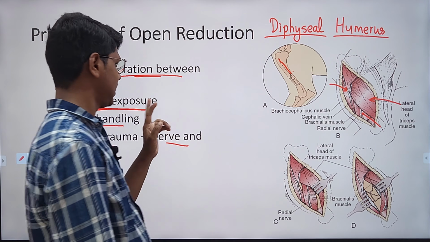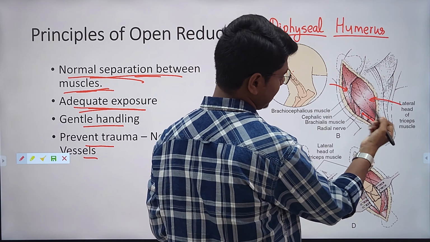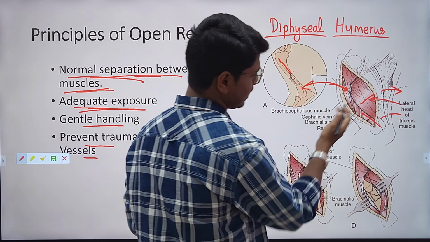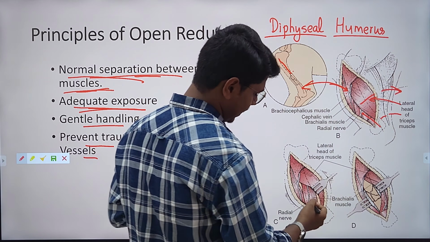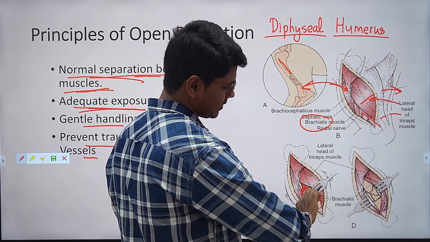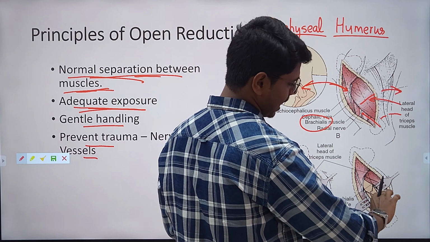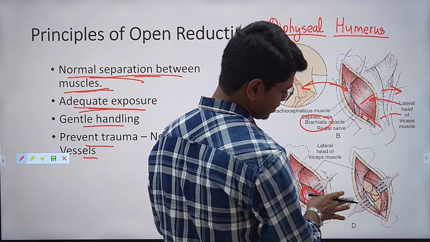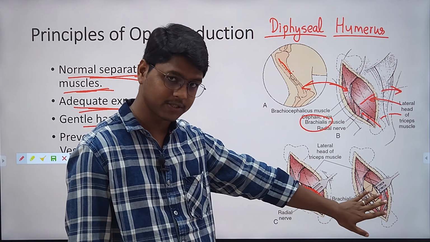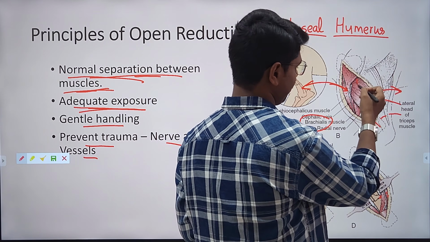Let us understand the first point, normal separation between the muscles. Basically, you have to reflect the triceps muscle caudally and the brachiocephalicus cranially. When you separate these two, you will find the smaller muscle, the brachialis muscle. Now reflect the brachialis muscle caudally and the brachiocephalicus cranially. When we reflect the triceps and the brachialis muscle caudally and the brachiocephalicus cranially, you will find the diaphysis of the humerus.